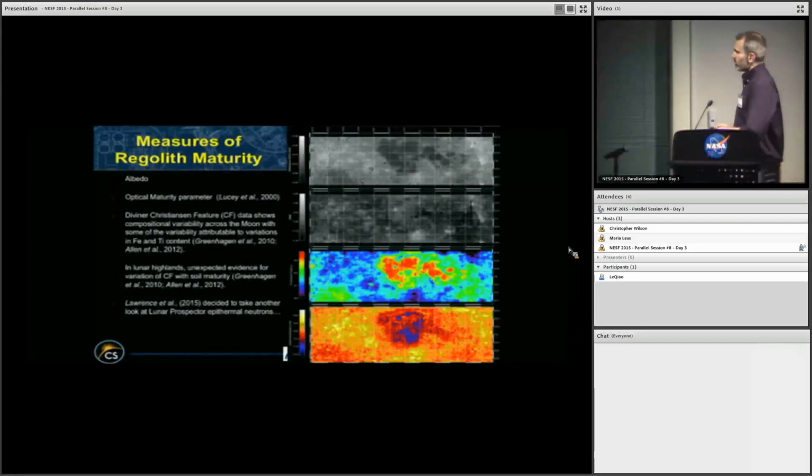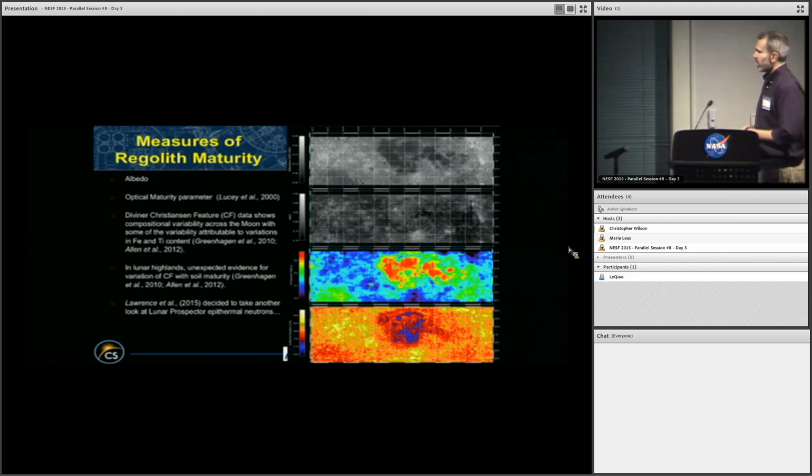So recently, Dave Lawrence in 2015 decided to take another look at it with Lunar Prospector. He took a look at a few things. He took a look at albedo in the form of Clementine, and the optical maturity parameter of Lucey's Clementine data, as well as the Diviner Christiansen feature, which we've known for quite a while varies with iron and titanium content, but a more recent discovery by the Diviner team is that it varies as well with soil maturity.